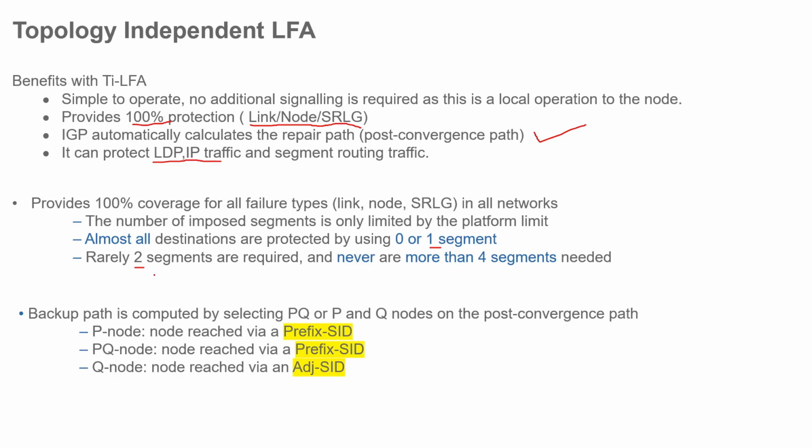So while calculating those backup paths via the post convergence path, the router figures out the P node, and to reach that P node it uses the prefix-sid. It calculates the PQ node. To reach that PQ node it uses the prefix-sid, and to reach the Q node it uses the adjacency-sid. We will see in the coming examples how exactly to use those prefix and adjacency-sids.